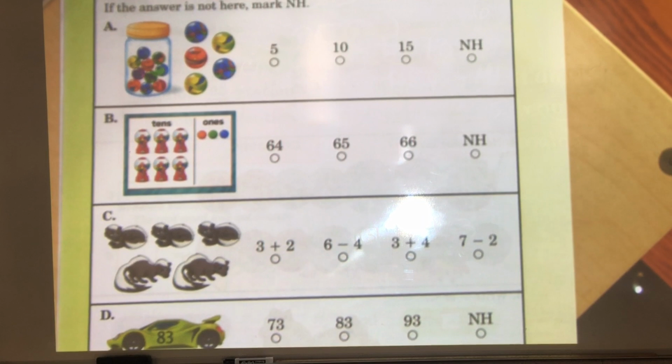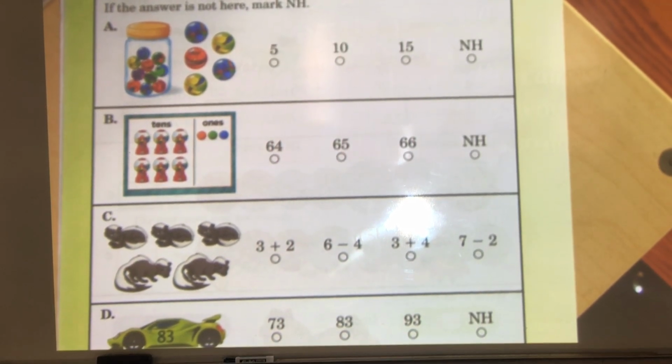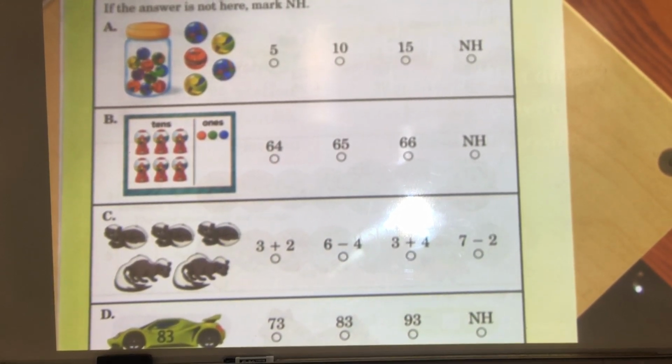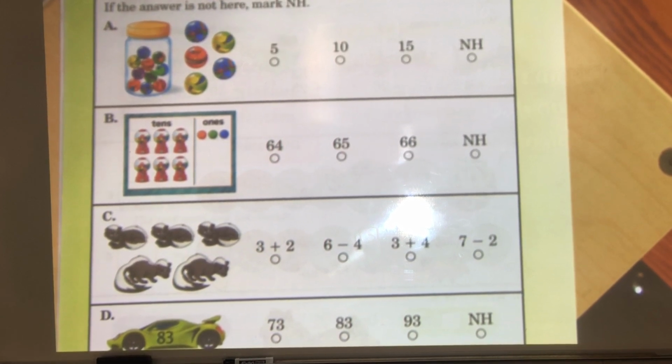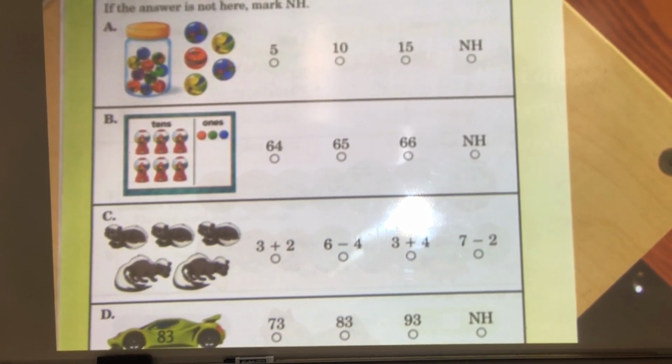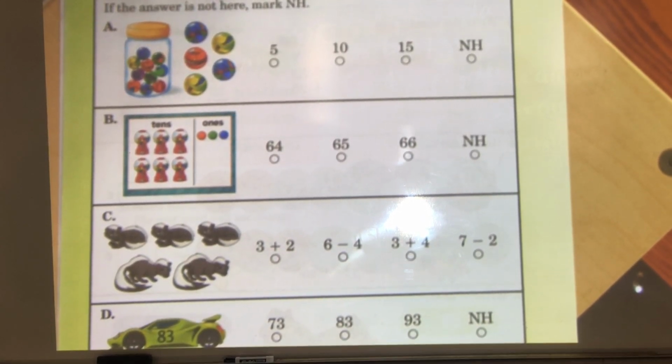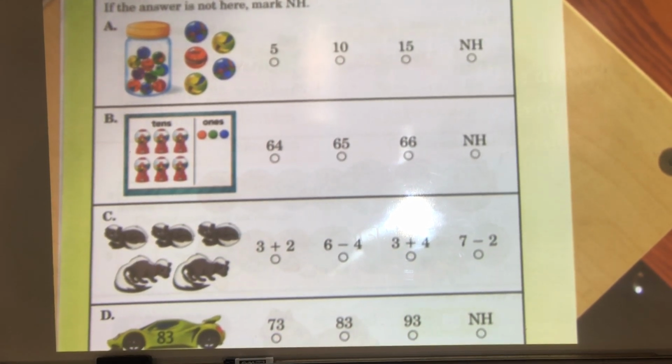Take a look at the directions. Mark the circle under the answer of the question your teacher says. If the answer is not here, mark NH, which stands for not here. Take a look at section A. Look at row A. Mark under the number that tells how many marbles are pictured. If you cannot find the answer, mark under the space an NH for not here.